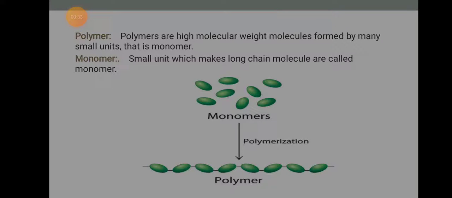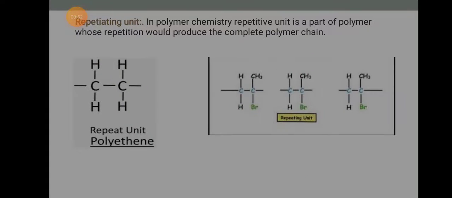You can see the picture: small units, after polymerization, form a polymer. This is the process by which a polymer forms, and it is called polymerization, and the small units are known as monomers. Okay, now coming to the main point, the repeating unit. What is a repeating unit? In polymer chemistry, the repeating unit is a part of a polymer whose repetition would produce the complete polymer chain.